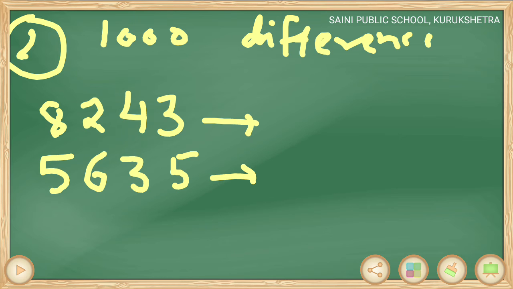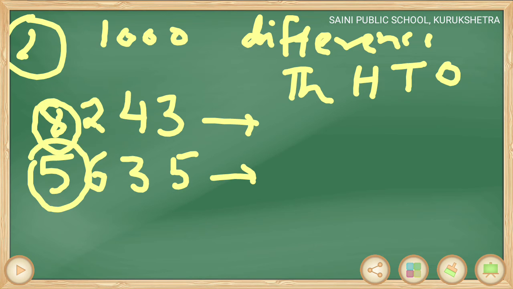So these are 4-digit numbers. So write here 4 places: ones place, tens place, 100 place and then 1000 place. Now for rounding off 8243 and 5635. First step is find the place which you want to round off. We want to round off 1000 place. So these are 2 digits which we want to round off, 8 and 5. Now second step, observe the digit on right side of rounding off place.